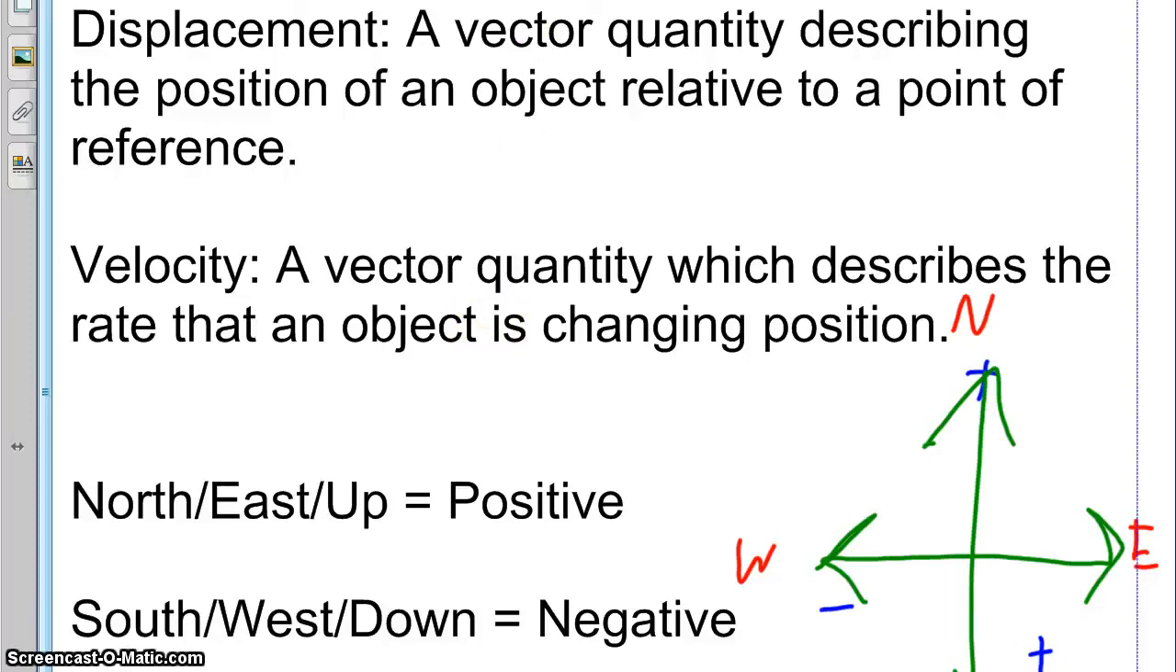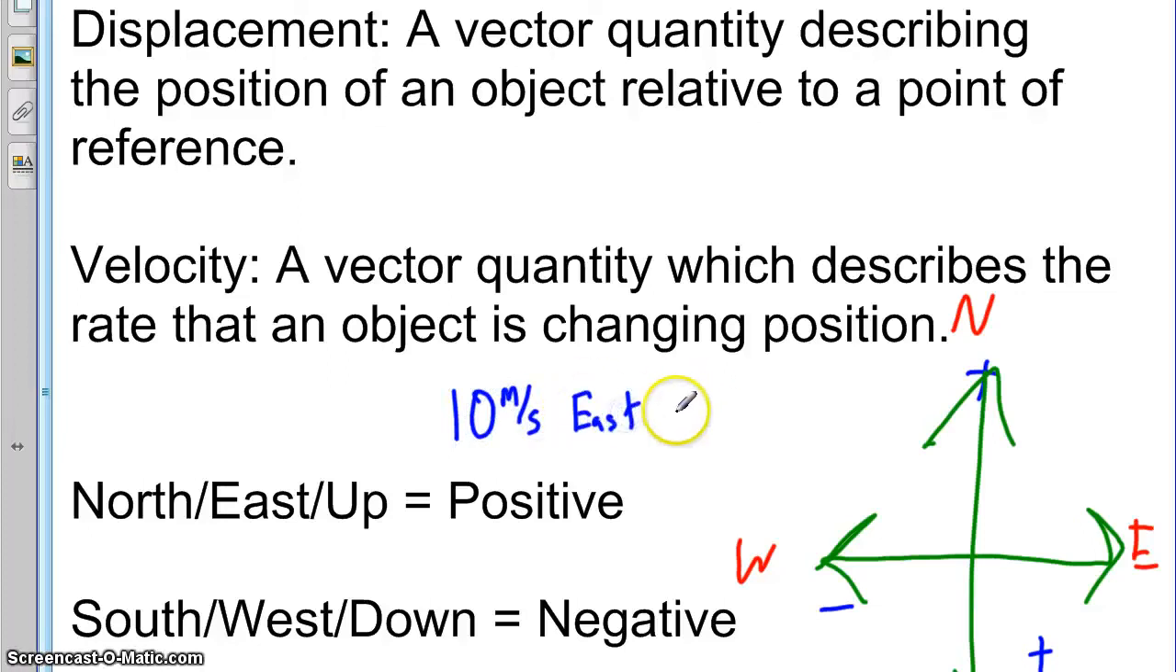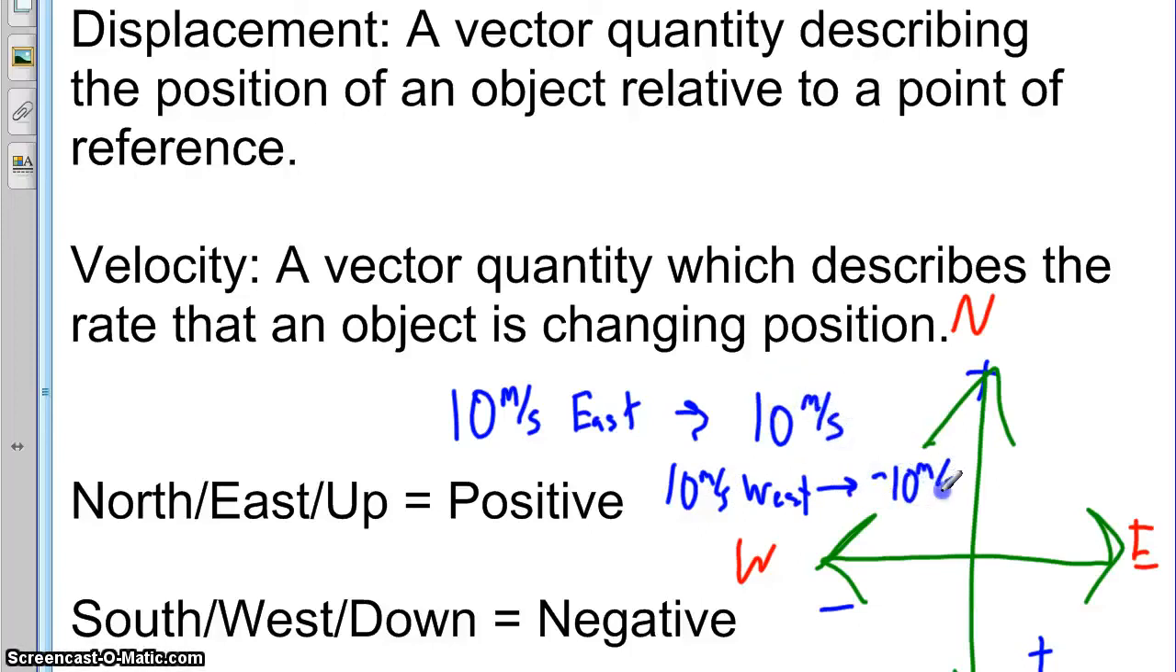For example, if I was going to describe a velocity of 10 meters per second, if I put 10 meters per second east, then we would consider this to be positive 10. But if I wanted to talk about 10 meters per second west, we would consider that to be negative 10. And these, of course, are meters per second. No naked numbers. And these are the two different ways we could write that. So the positive direction and the negative direction. So we can use positive and negative to represent the different directions when we talk about vectors.